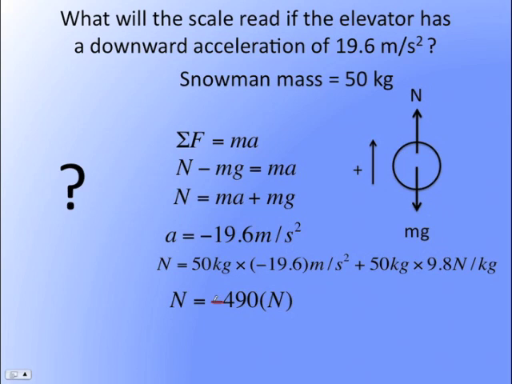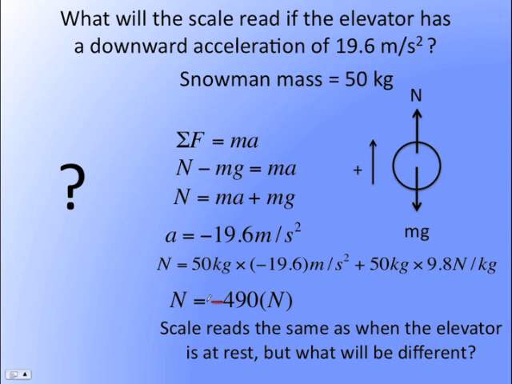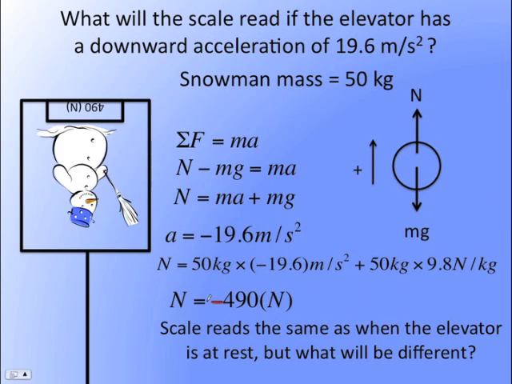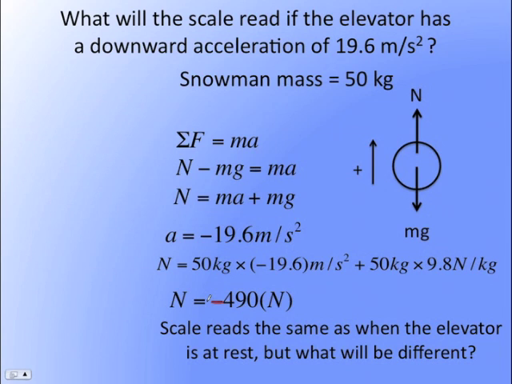However, what's this minus sign mean? What's the significance of that? Anybody? The scale reads the same, but what will be different? The scale is on the ceiling now. So after a little bit of rearranging, the snowman could be sitting on the scale and it would read 490 newtons, but since it's pointing down, the normal force is down, we get that negative. You would have to pull harder with the cable than gravity's pulling down to get an acceleration like this, and elevators just don't work that way.